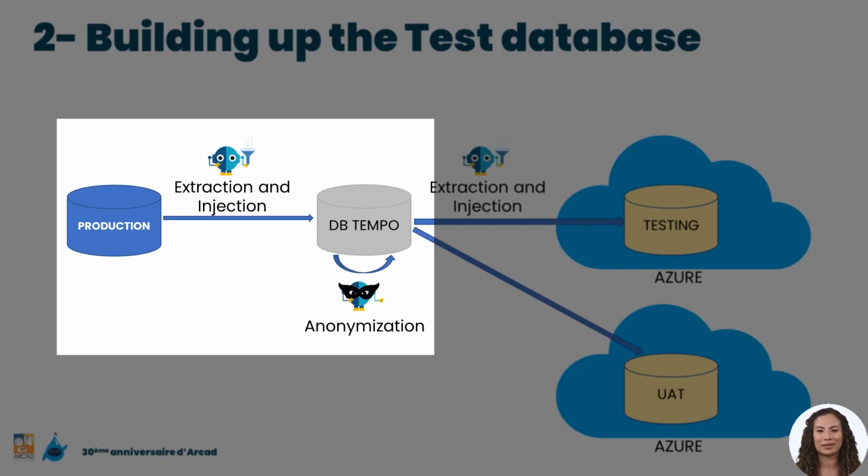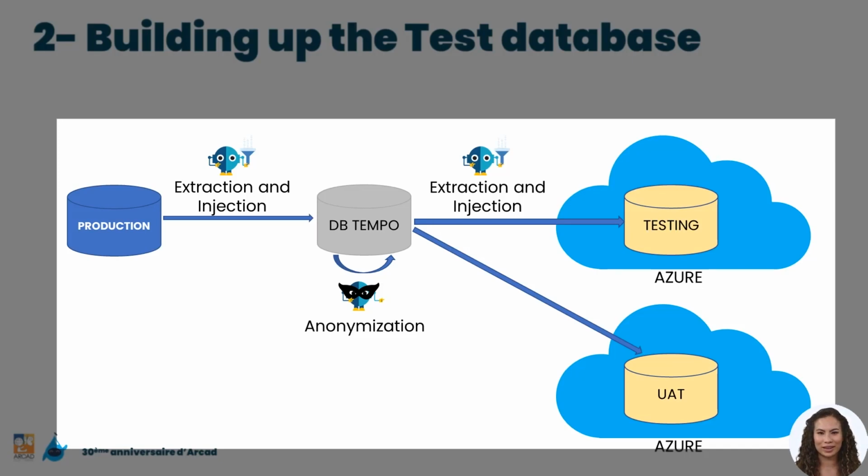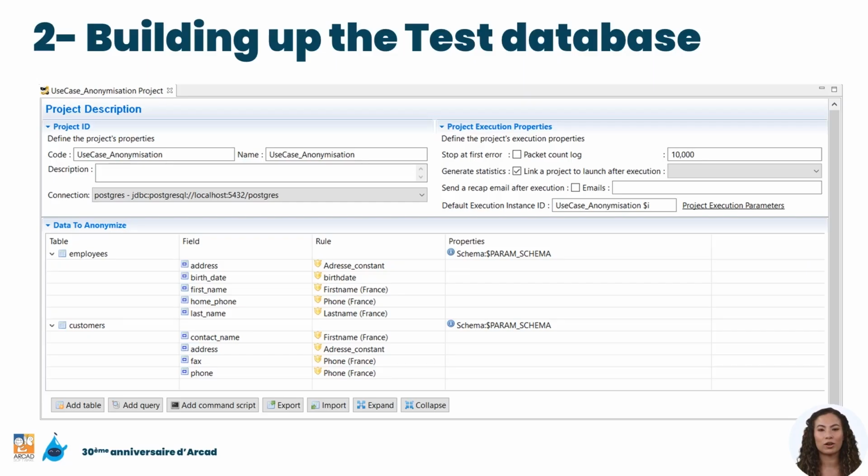These data will then be injected into a temporary database that Drops will create also. Then Drops will launch the .anonymizer commands to anonymize this data before injecting it into the test database on Azure already provisioned. Here we see an example of an anonymization project.